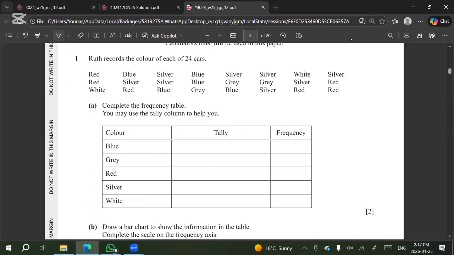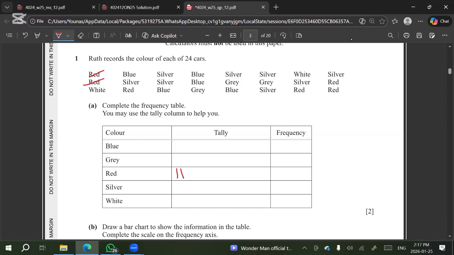So the question number one is: Ruth records the color of each of 24 cars. So here the data is given. Complete the frequency table. You may use the tally columns to help you. So how do we do this? Very simple. For example, we have red. So I will put a mark in the red. And again a red. So I will put a tally for red.